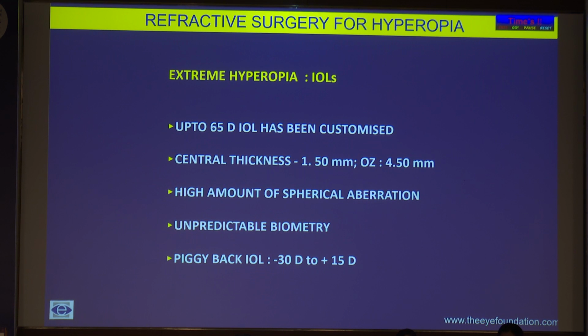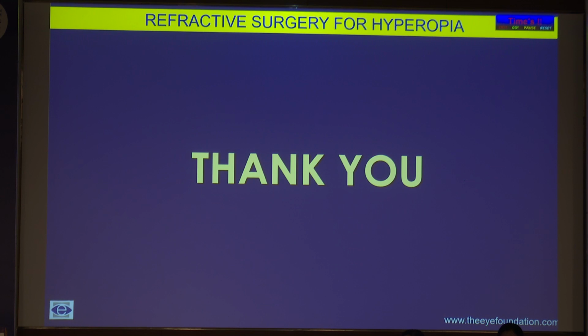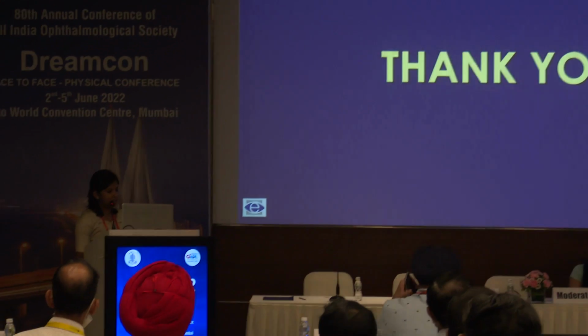In extreme hyperopia, up to 65 diopters has been customized, and we can always go ahead and put a piggyback lens as well. So just to summarize, a younger patient with a refractive correction of +3 or lesser, definitely laser refractive or keratorefractive procedures are a choice. Anything beyond that, patient less than 45 years, phakic IOLs would be the choice to go. And if the anterior segment parameters are normal, and beyond 45 years, clear lens exchange is always an option.